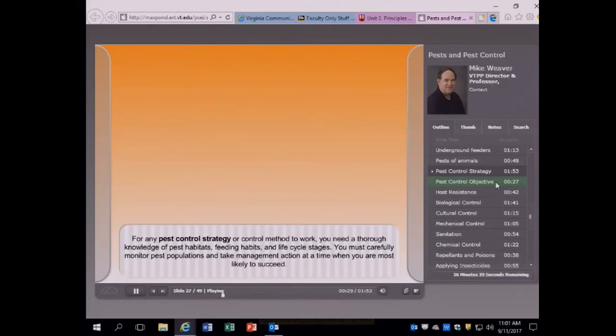You must carefully monitor pest populations and take management action at a time when you are most likely to succeed. Timing may be essential, for example, when you need to control an internal feeder before it enters a plant. It is particularly useful to know the life cycle stages in which pests are most vulnerable.